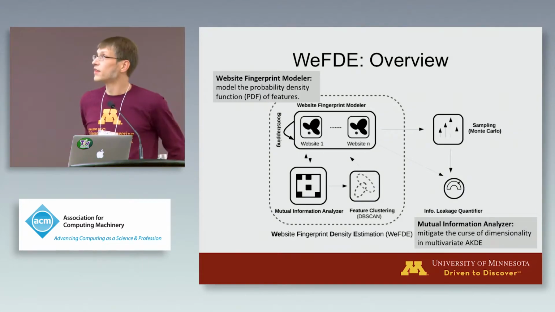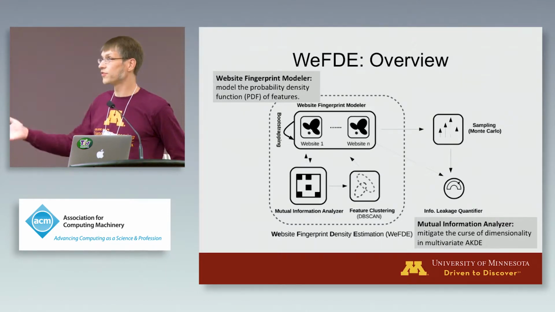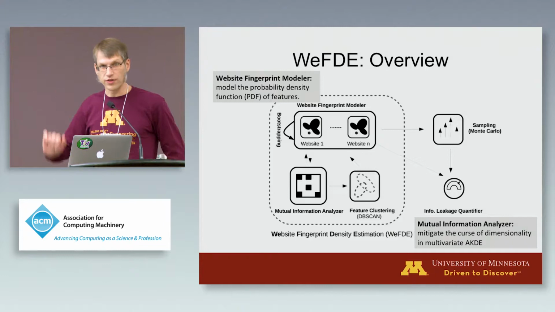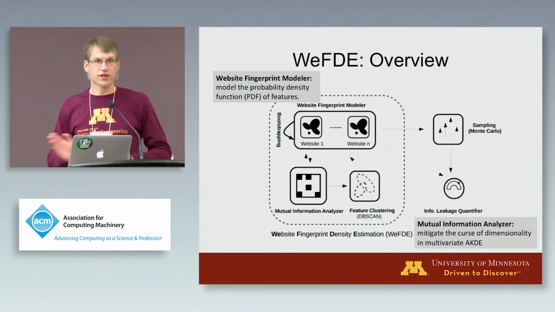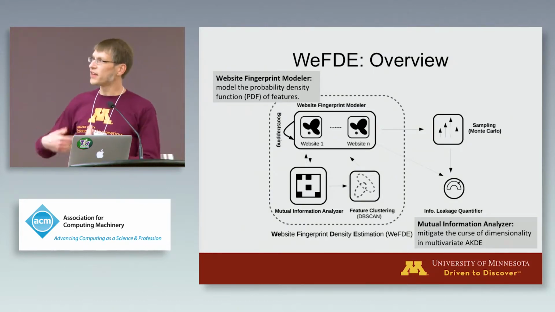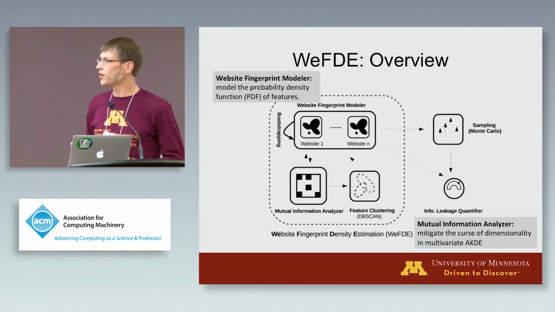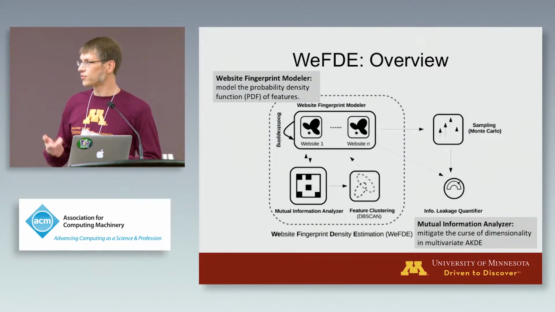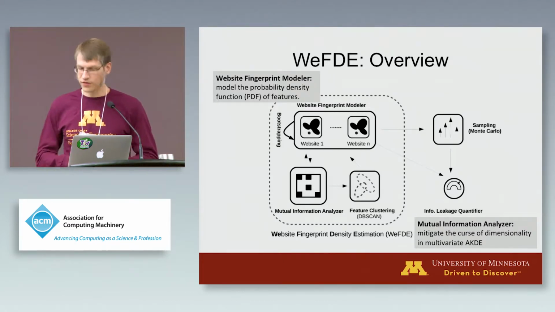So here's an overview of the WeftD system. It starts with a set of website fingerprint feature vectors, and the first thing that WeftD does is it extracts these features, and it computes mutual information among all the pairs of features to try to find out which features are highly correlated, essentially. And then it does some kind of clustering on the features, and uses that to further train its model. And then once you've got these models, you sample from those models to compute information leakage about various features or defenses.